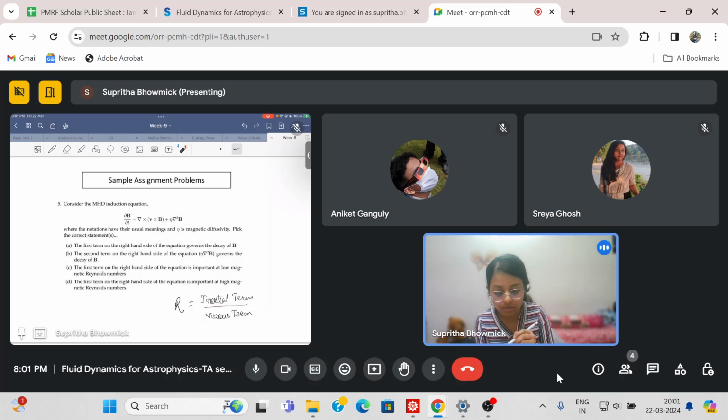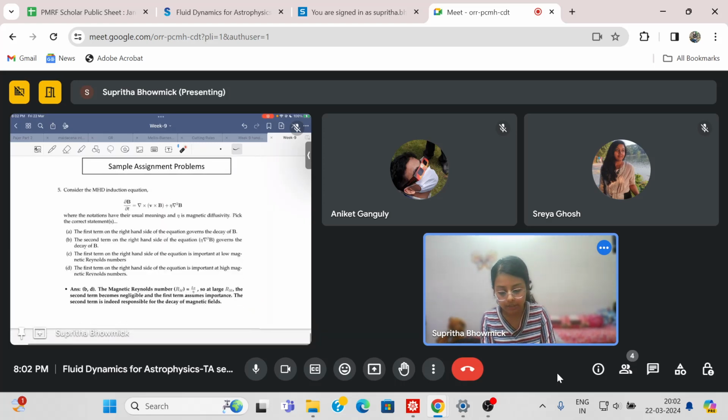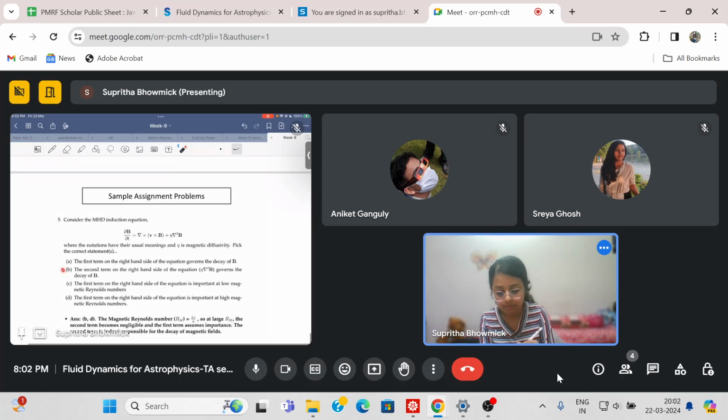So the magnetic Reynolds number is actually the ratio of this divided by this. And when is this ratio high? When this is large. So this is important. We can ignore this. This is the dominant term when the Reynolds number is high, when the numerator is larger than the denominator. So the first term is more important at high magnetic Reynolds number. So the correct option is B and D.